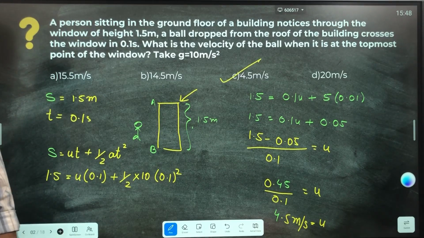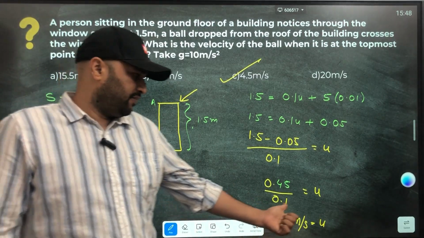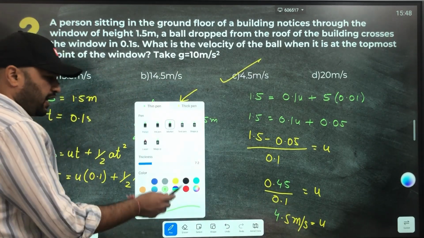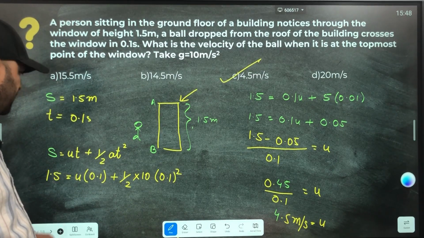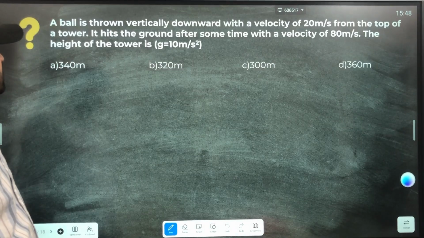Option C is the correct one, right? So 4.5 meter per second, we got this as our answer. I hope this is clear. Clear? Okay, let's see the next one in the series. Our next question in the series is this one.